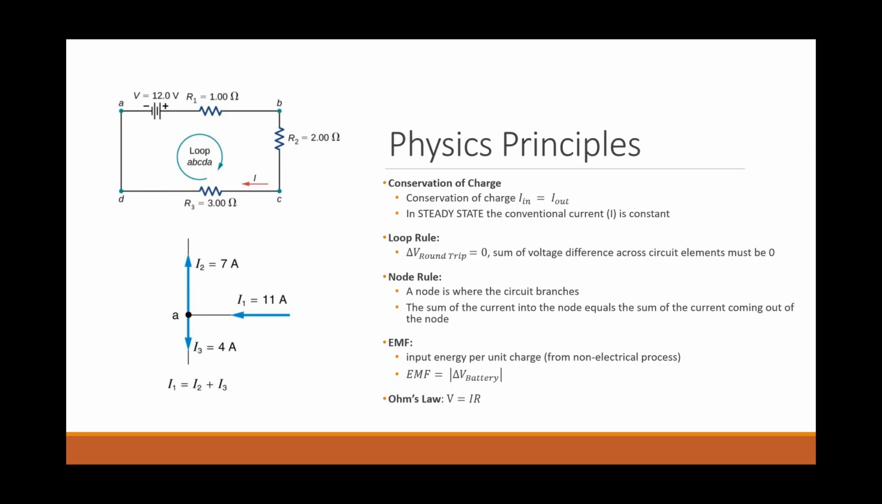These were some of the physics principles highlighted: conservation of charge, in a steady state the conventional current I is constant; the loop rule, the sum of the voltage differences across the circuit elements must be zero; the node rule, the sum of the current into the node equals the sum of the current coming out of the node; and Ohm's law, V is equal to IR, or voltage is equal to current times resistance.